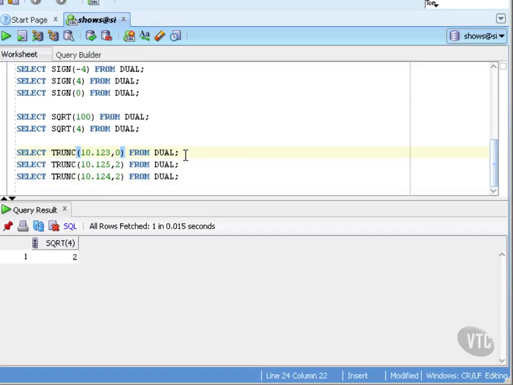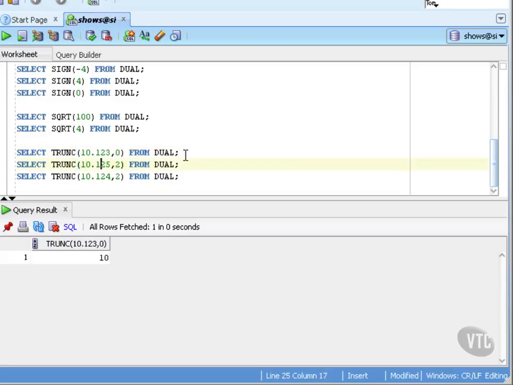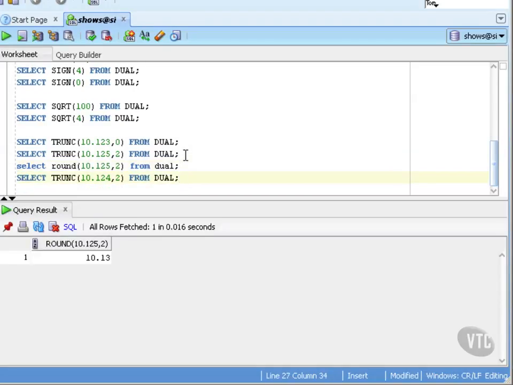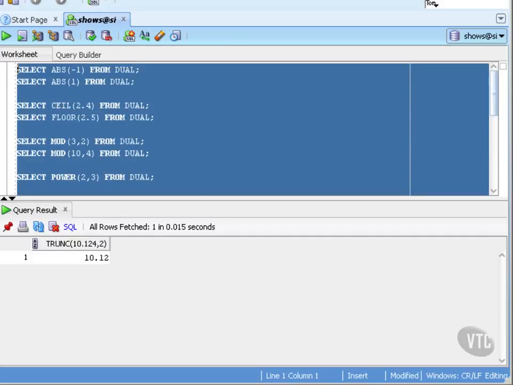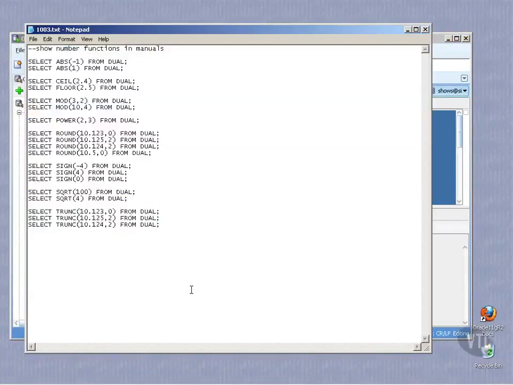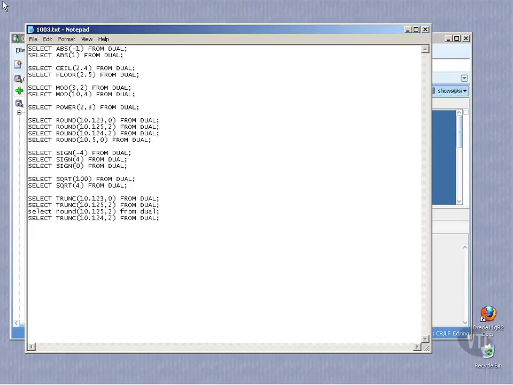Now we do truncate. Unlike round, it just chops it off. Regardless of whether it could be rounded up or down, it just chops it. This one here is just going to chop 1, 2. It's not going to give me a rounded up result of 10.13. So if I did this, select round 10.125, this one will give me 10.13. Trunk just truncates the two positions, 10.12. That's the number functions. That's enough examples to explain what they do. Much simpler than the string functions. And we stored it in the work file for you.